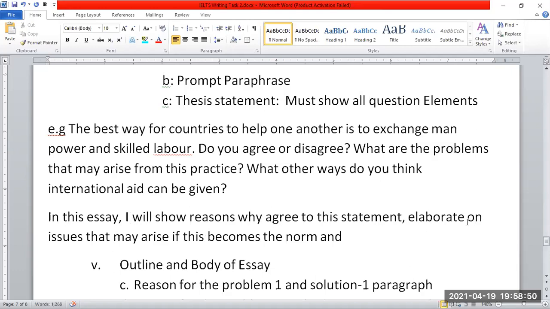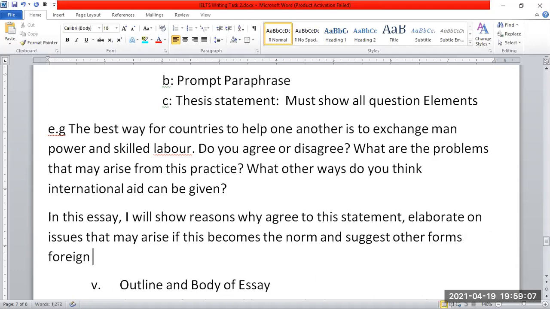Okay, that's the second one. What other things? And suggests other forms international foreign aid can take. And then you have covered your thesis statement here. Just like the way you would have said, in this essay, I will discuss the problem and give solution. So you just must add, put all this in.